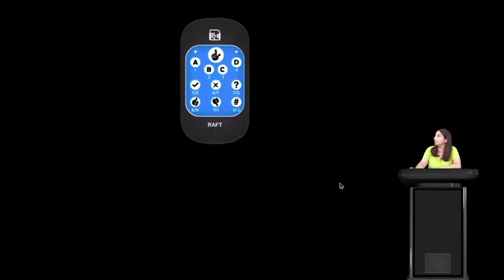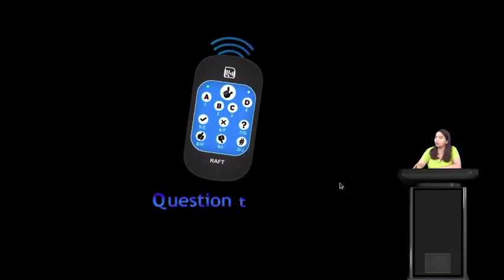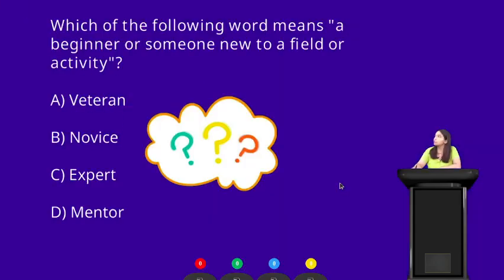Alright. Again a question for you all. Which of the following words means a beginner or something new to a field or activity? A, veteran; B, novice; C, expert; D, mentor. Your time starts now.